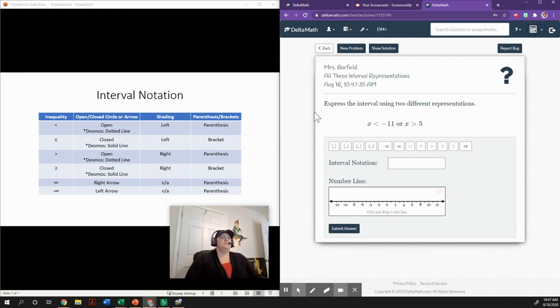Okay. All right, so it says express the interval using two different representations. So we've been given this. We're going to put it in interval notation, and then we're going to put it on a number line. So that's great. Now we get to practice it all together after we've done each part. Okay. All right, so x less than -11. Now let's use my pen here because we've gotten okay with that. That means if I start at -11, I go that way because that's what less than means. Okay, and if I'm at 5 and I want to be greater than 5, that means if I'm on 5 on the number line, I'm going that way.